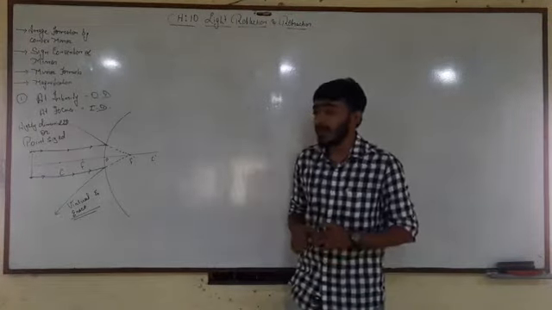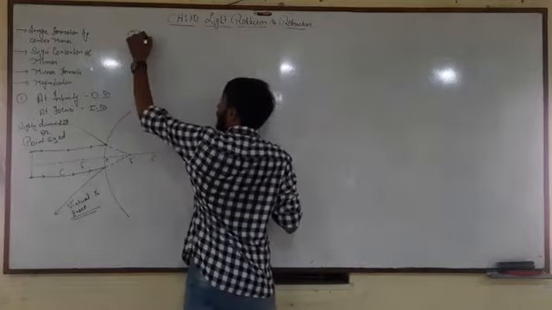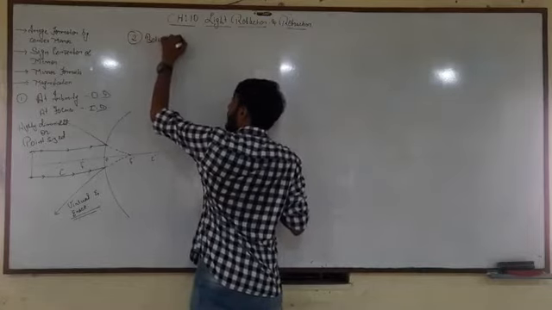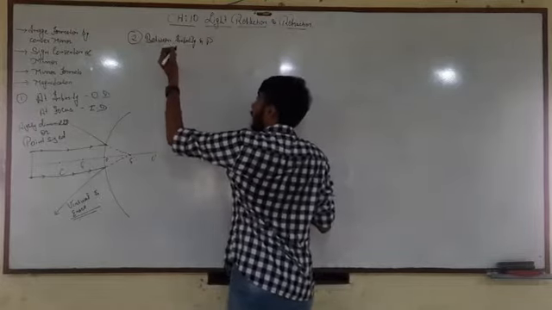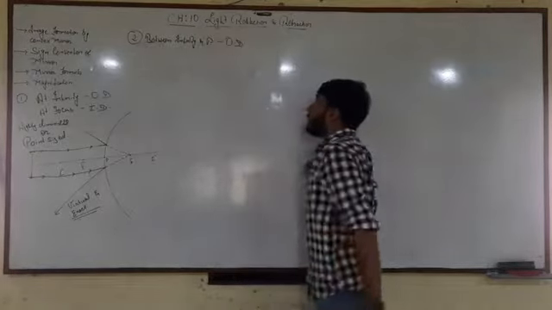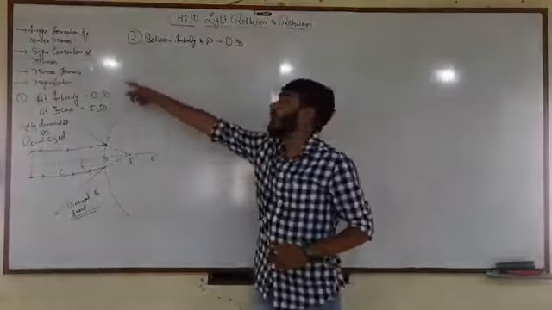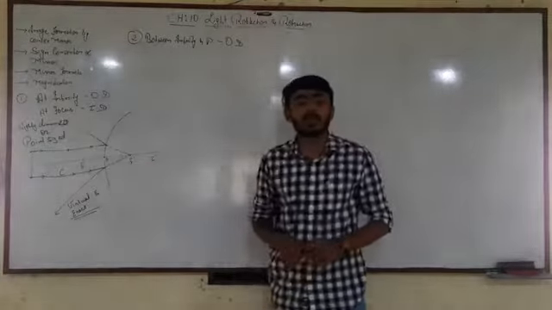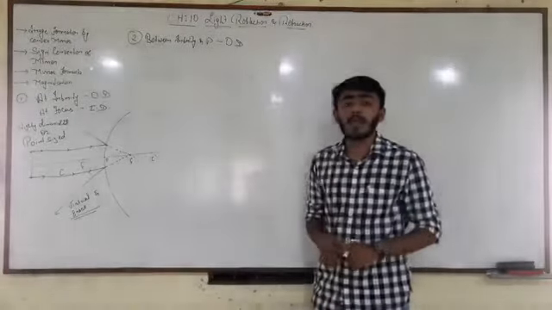Now let us go for the second thing, and the second thing is between infinity and pole P. And that is our object distance. Now the first thing was at infinity, now we need to write that between infinity and pole P. Here pole P is this. I hope you got it right. So that is between infinity and pole P.